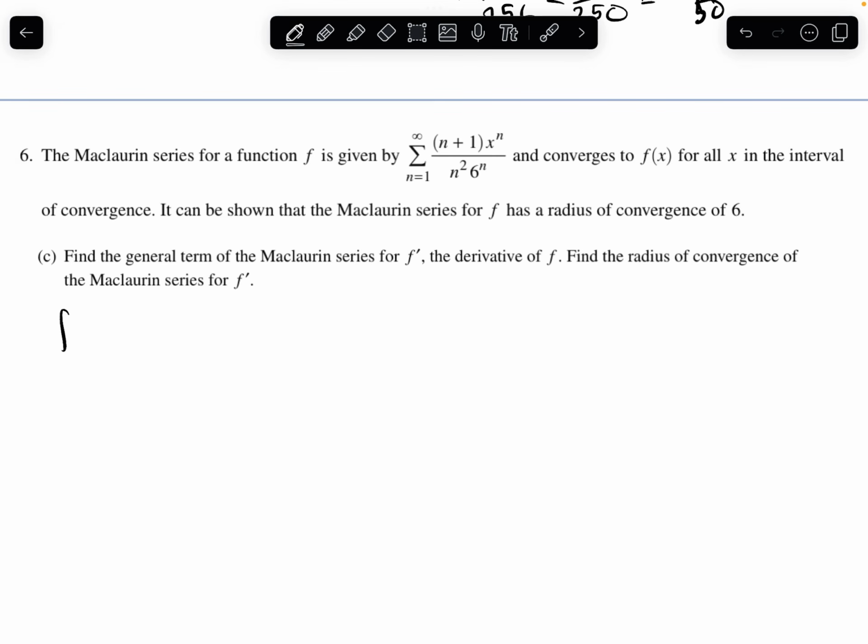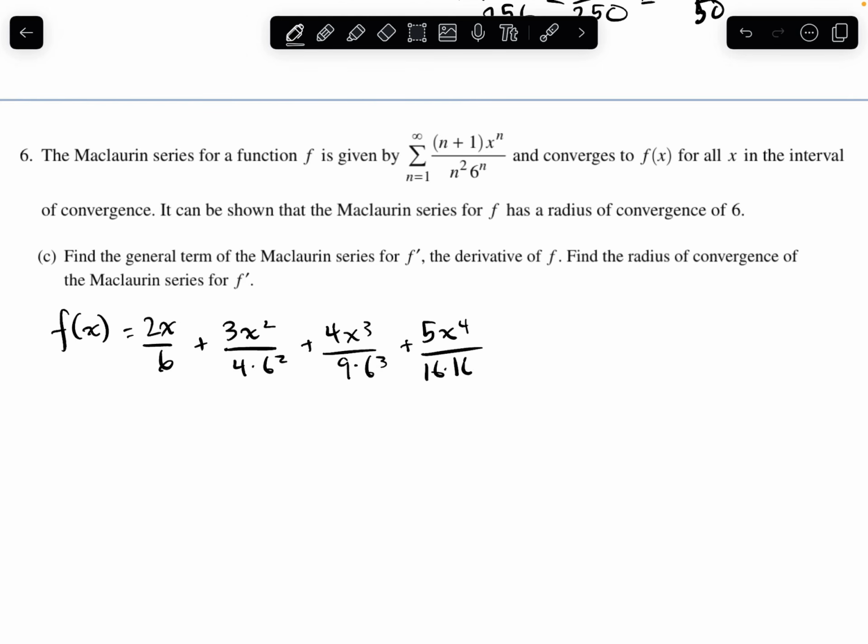So f of x, if we start writing out the terms in the series, we would get 2x over 6, and so I'm just plugging in values here, right? We get 2x over 6 plus 3x squared over 4 times 6 squared plus 4x cubed over 9 times 6 cubed, and this is just going to keep on going, all the way to, again, our general term, which is what's given here, so n squared times 6 to the n plus, okay?